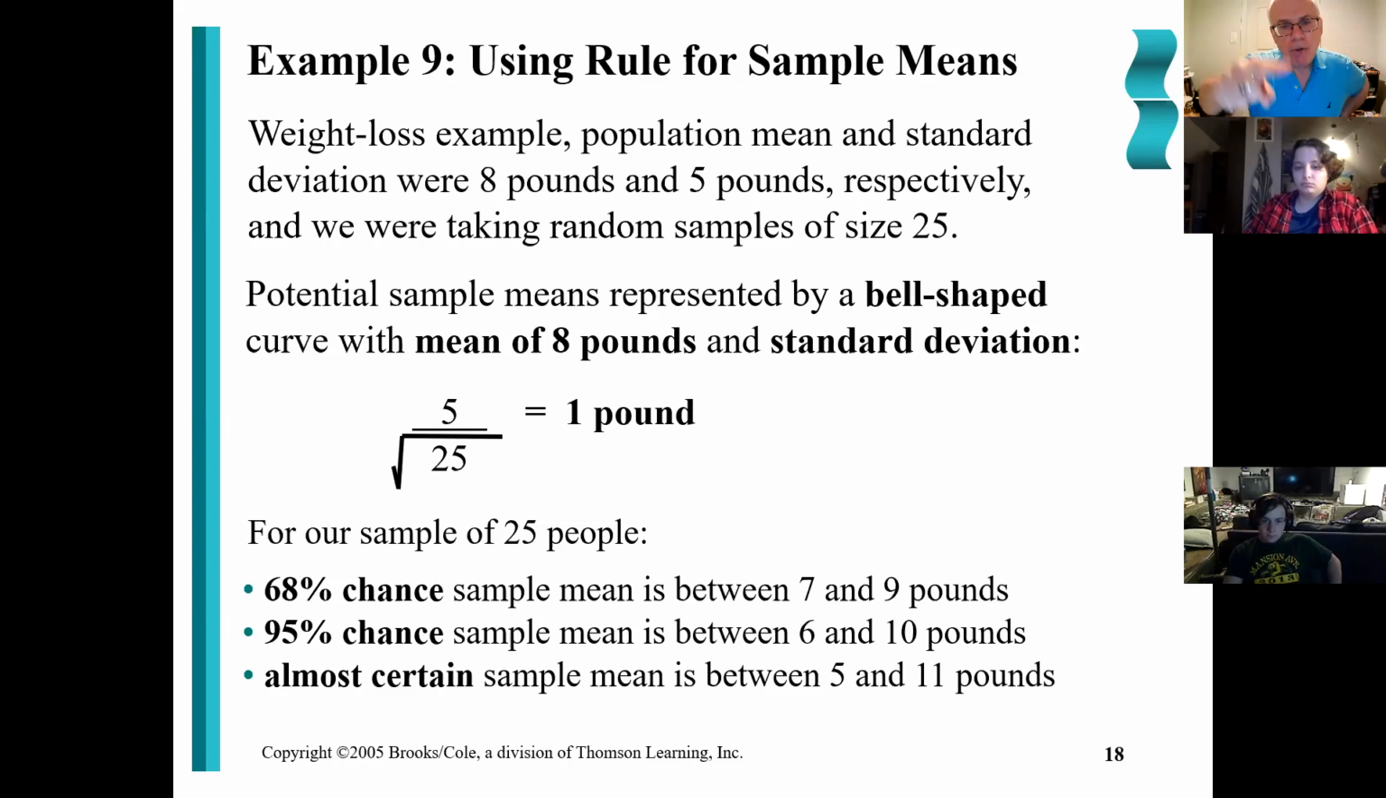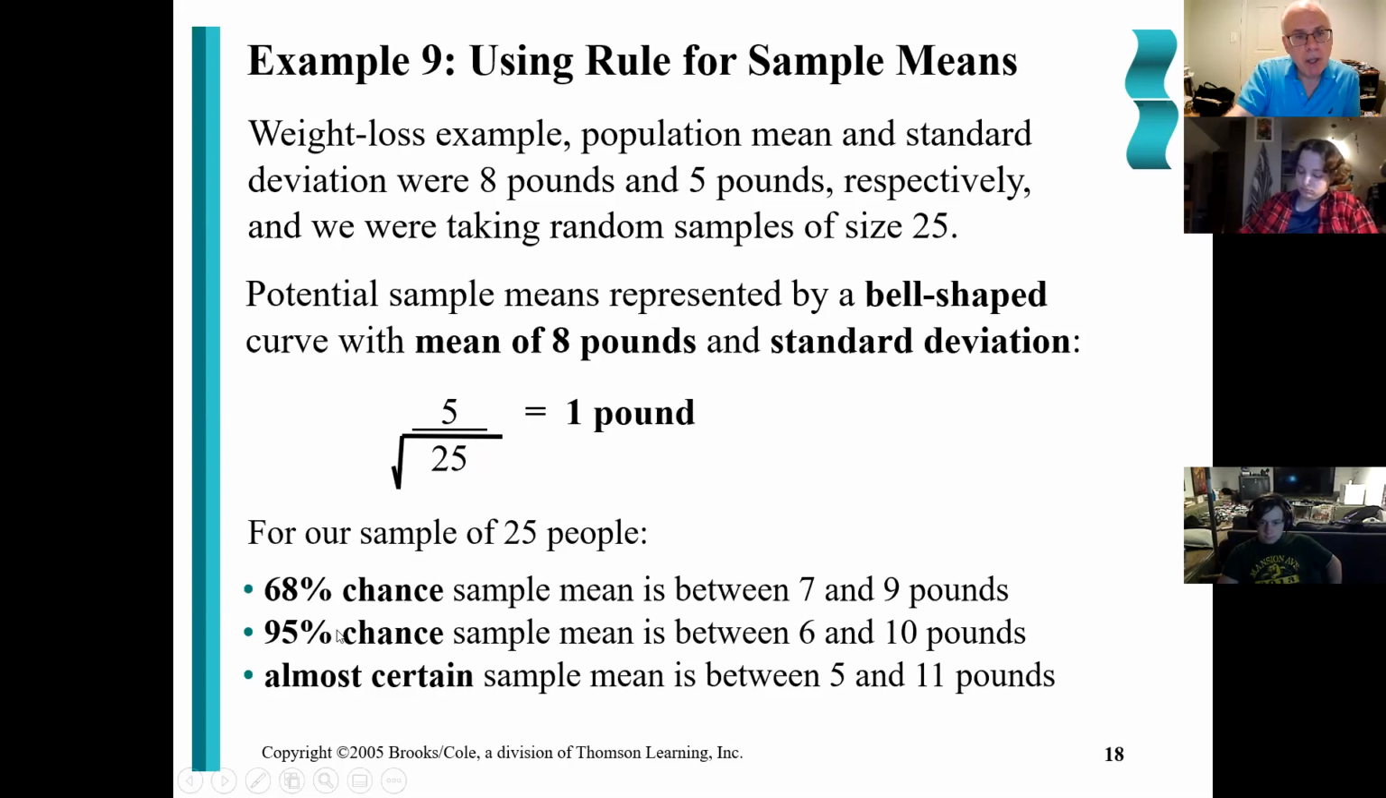To find the frequency curve for all those samples of size 25 and their means, the standard deviation is going to be the following. We're going to take the 5 pounds, which is the population standard deviation, and divide it by the square root of the size of the sample, which is 25. So 5 divided by the square root of 25 is 1, because 5 is equal to the square root of 25. And then we can use the empirical rule to say the following. 68%, again, is the mean plus or minus 1 standard deviation. 1 standard deviation is 1 pound. So 8 minus 1 is 7, 8 plus 1 is 9.